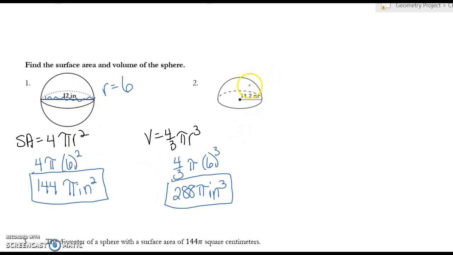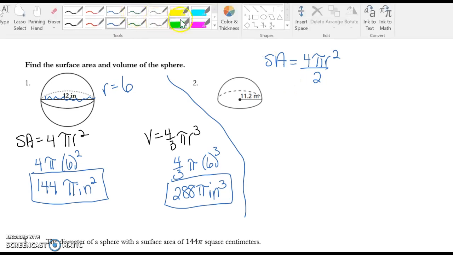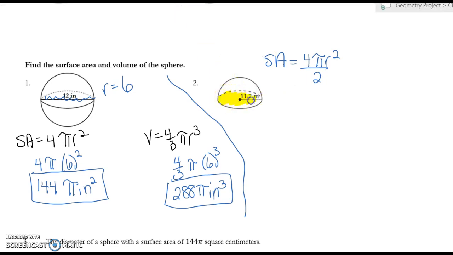For my second shape, I don't have a whole sphere. I have what's called a hemisphere, where it's half. So the surface area, I'm going to split this up, is going to be 4 pi r squared. But that's for a whole sphere. I only have half a sphere, so I'm going to divide that by 2. But then what you have to realize is that you also have this great circle here. So you have to add the outside to the surface area of that circle.